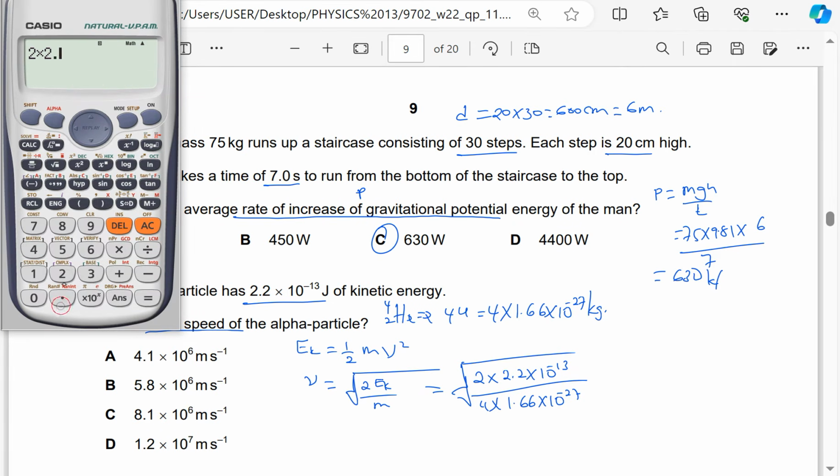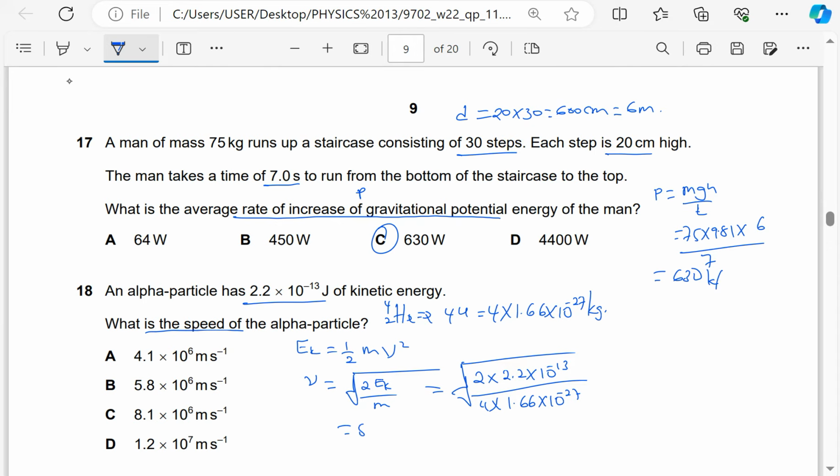So 2 times 2.2 exponent minus 13 divided by 4 times 1.66 exponent minus 27, square root of the answer. So this is 8.1 times 10 to the power of 1, 2, 3, 4, 5, 6. Okay, so 8.1 times 10 to the power of 6, which makes the answer to be C.